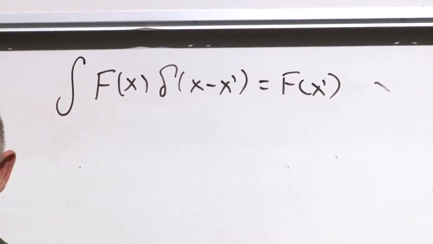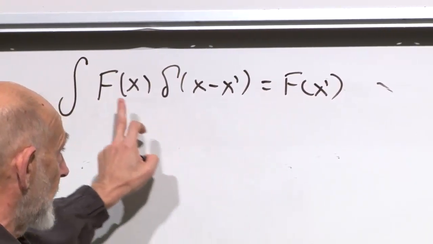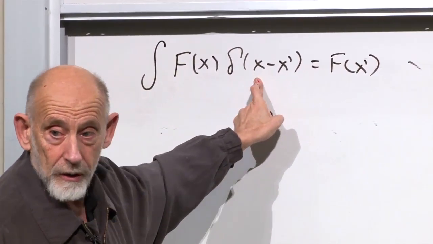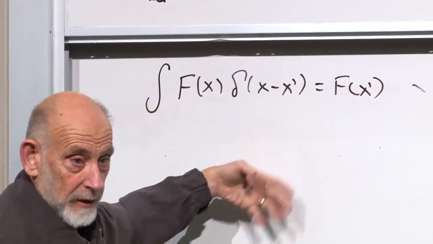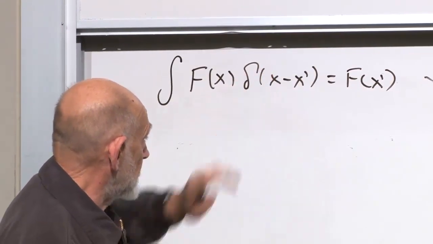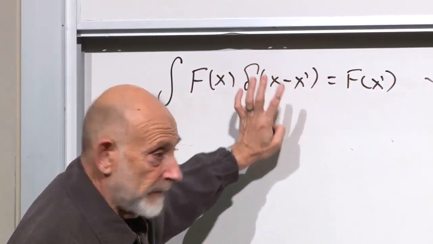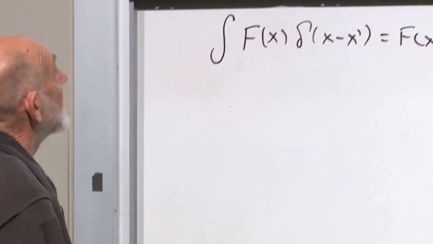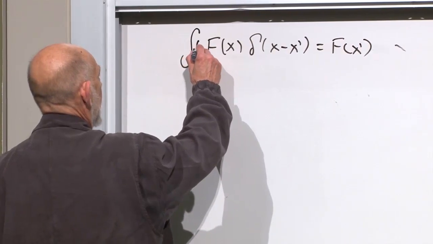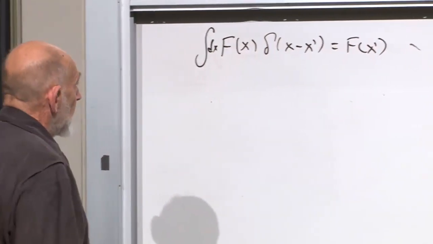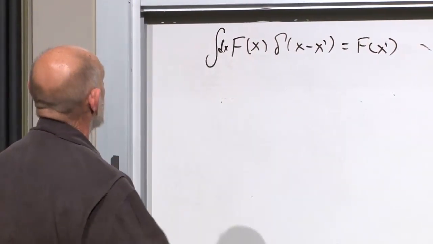It's not enough if there's only one function f. If this is true for every function f, there's only one delta here that will fulfill that property. So this can be taken as the defining function. If for all f this is true, then this is the delta function. What's that? Yeah, dx. Good.